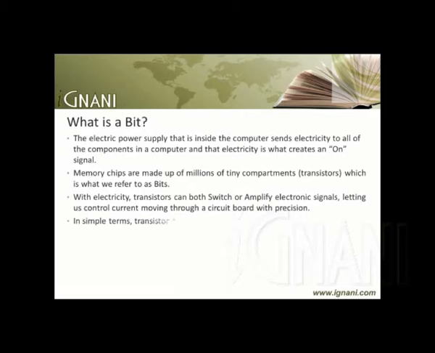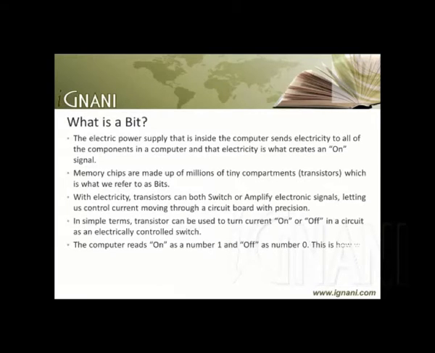In simple terms, transistors can be used to turn current on or off in a circuit as an electrically controlled switch, where the amount of current is determined by other circuit elements. The computer reads on as a number 1 and off as number 0. Now this is how we have a bit.